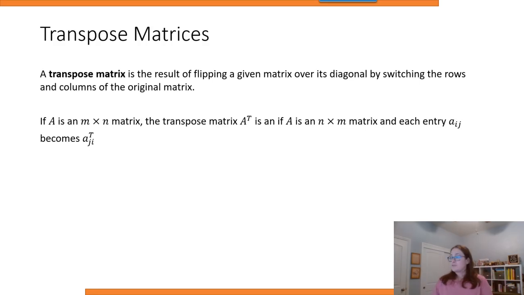The last thing for this video that we want to learn how to do is transpose matrices. A transpose matrix is the result of flipping a matrix along its diagonal. Remember, the main diagonal goes from top left to bottom right of your matrix. If you switch everything, so your rows become columns and your columns become rows, you get the transpose matrix of your beginning matrix.